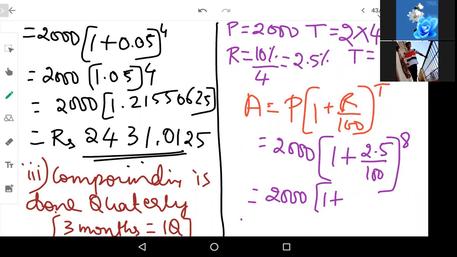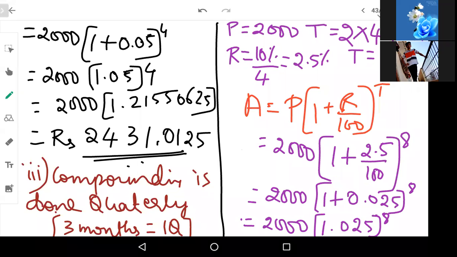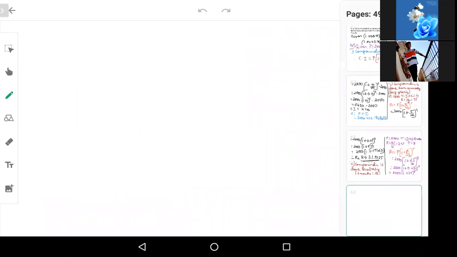2.5 divided by 100, 0.025 to the power 8. So 2000 into 1.025 to the power 8. Okay. Now in the next step, multiply 2000 into, can you say me the value? 1.025 to the power 8.